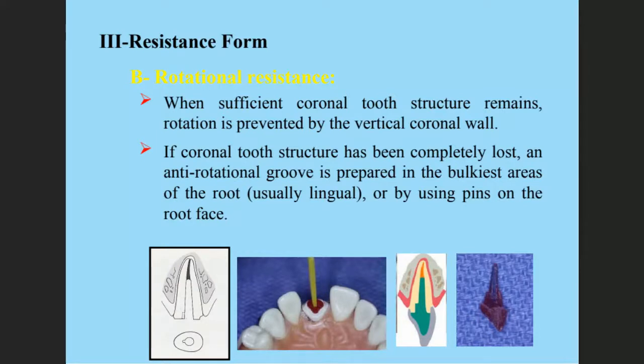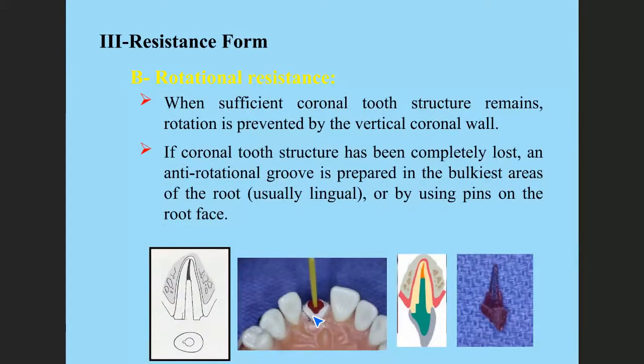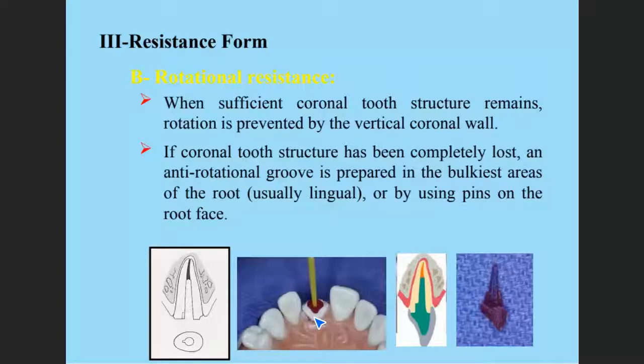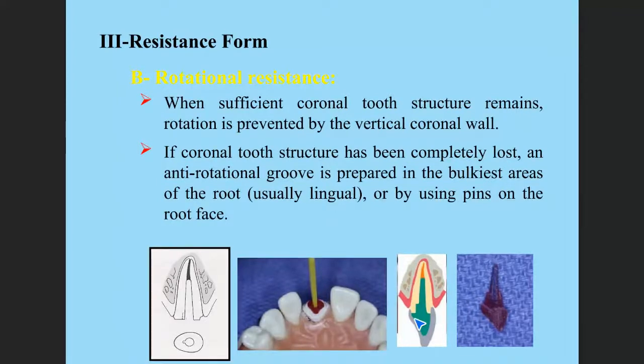So in this case, what you are going to do is create a groove inside the root. You select the bulkiest area, which is normally the palatal, and then you make a groove with a fissure bur, 2 mm depth in the root. So once you make the post, it will act as anti-rotation. Or you can use pins on the root surface. If you make pins on the root surface, it will help to prevent the rotation.